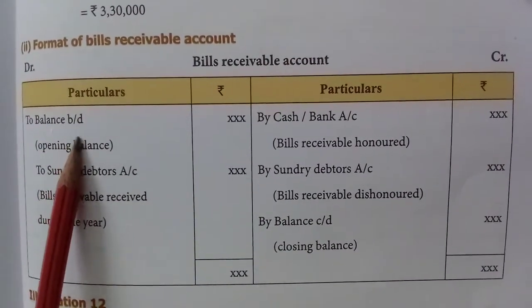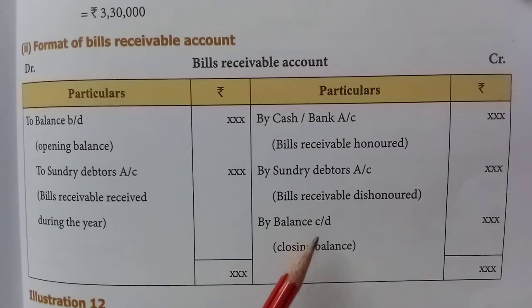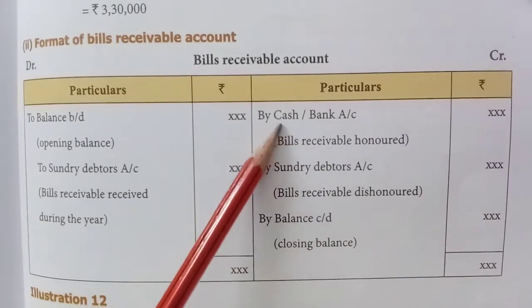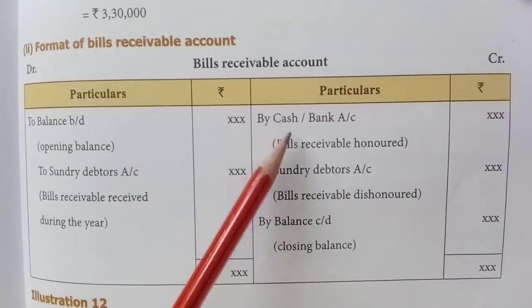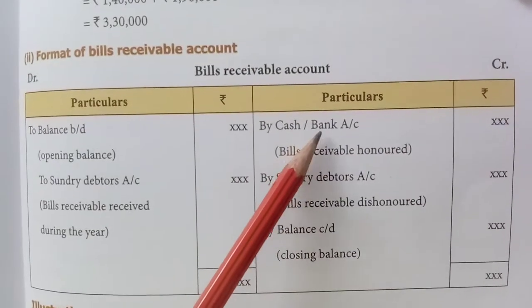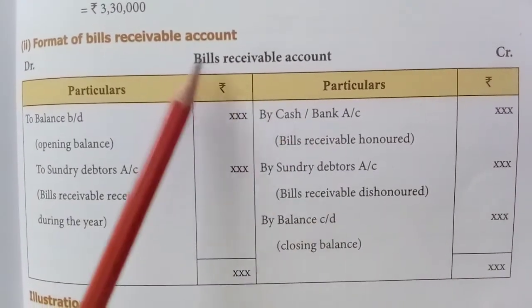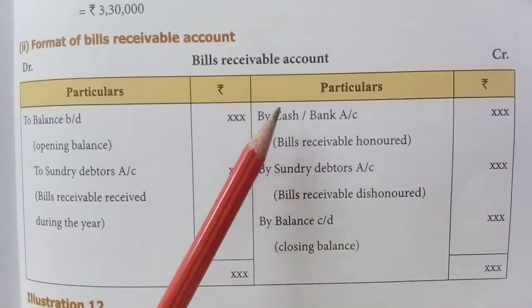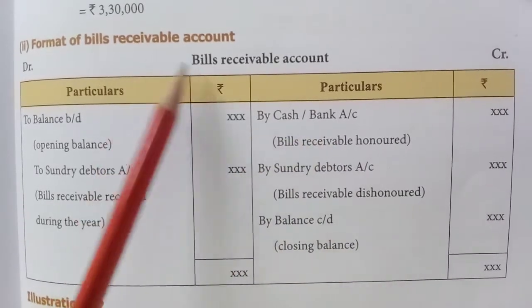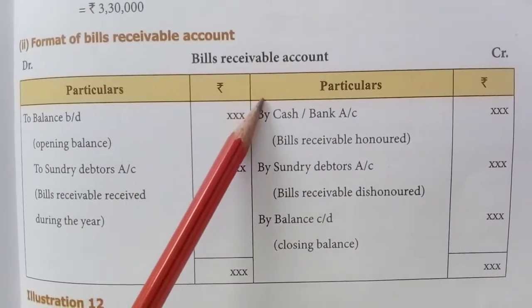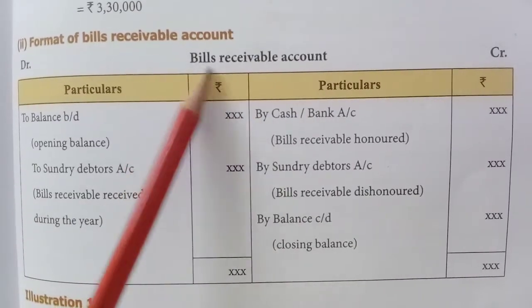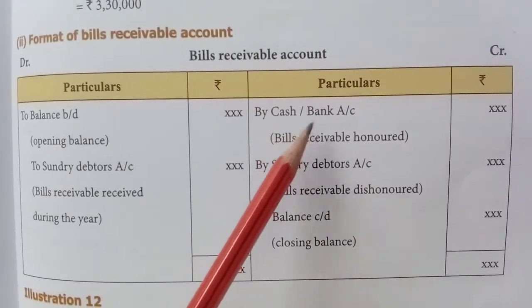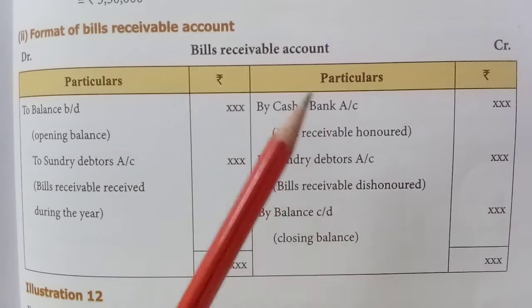If opening balance is on the debit side, closing balance will be on the credit side. Now here we may receive cash from the bills receivables. Either they will deposit the bills in the bank and the bank will collect the amount. So either cash or bank account debtor to bills receivable, because those bills we are sending to the bank, it will go out. So bills receivable credit, bank will be debit. The credit side we will write by cash or bank, bills receivable honored.